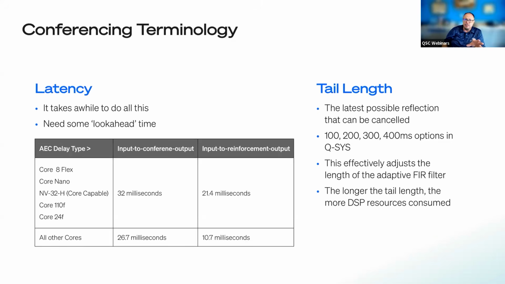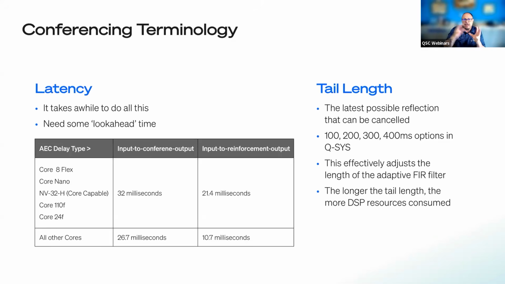Tail length, this is important. The latest tail length is the latest possible reflection that can be canceled. Most DSPs across the board have about a 200 millisecond tail length when they advertise. For instance, when we advertise a Core 110, we say 16 channels of AEC at 200 milliseconds. We're one of the very unique DSPs that I'm aware of, unless somebody else is doing it these days, where you can adjust the tail length of that AEC algorithm.